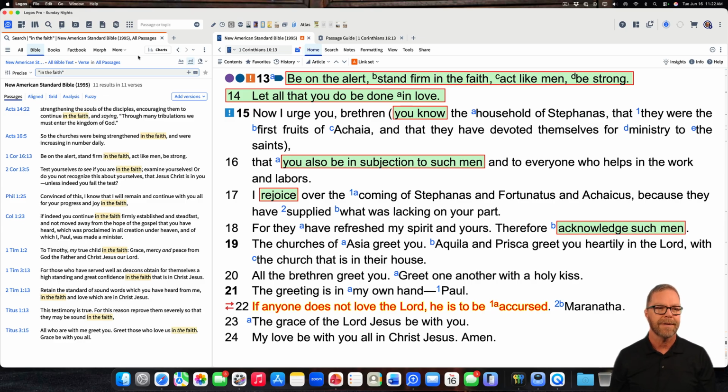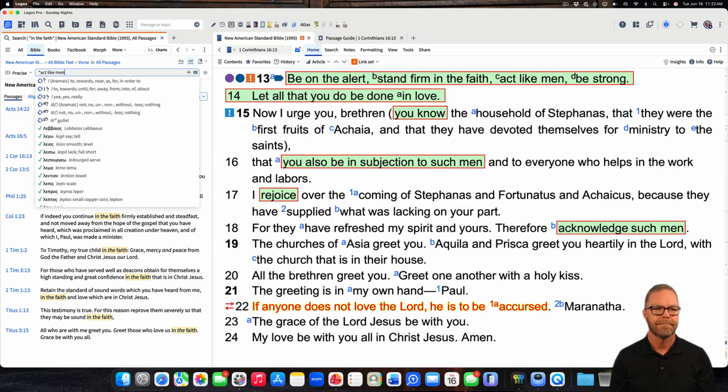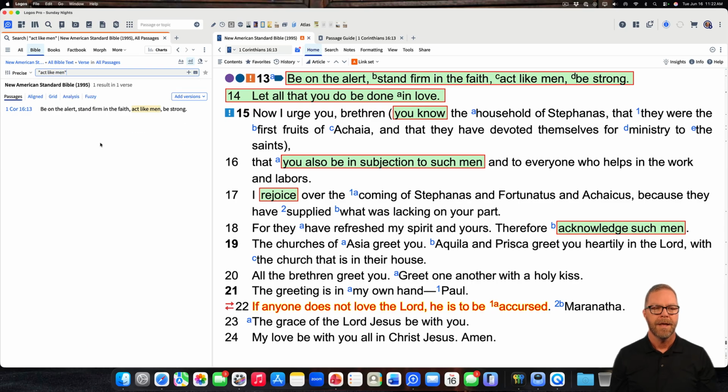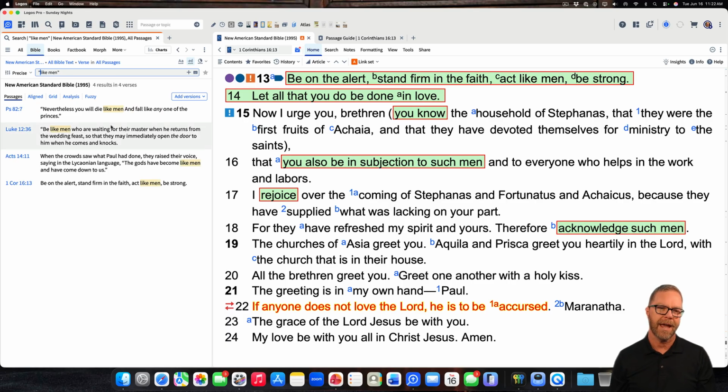Now, let's do "act like men." Okay, there you have it. It's stand firm in the faith. It's just it. But let's just try "like men." Let's see what happens. Okay, you will die like men. But here's a cross-reference, be like men. That's very similar to act like men, but be like men who are waiting for their master. In other words, anticipating Jesus coming.